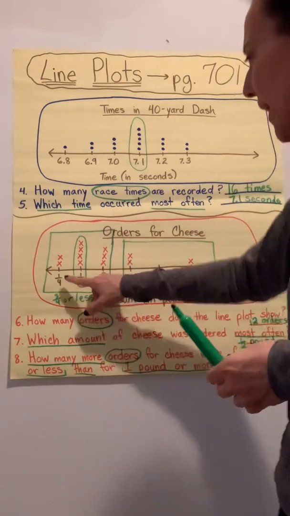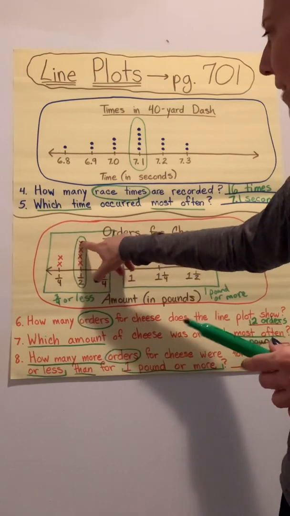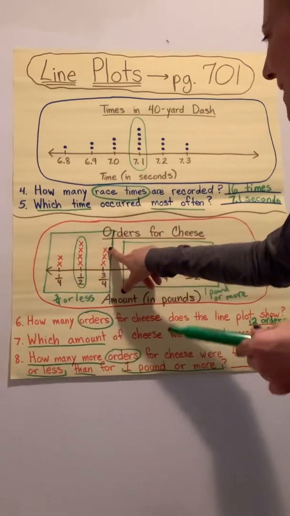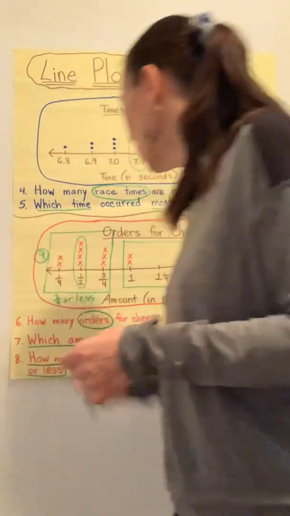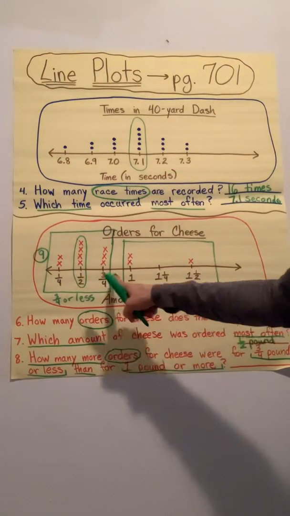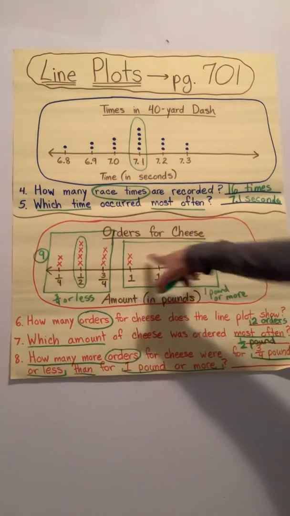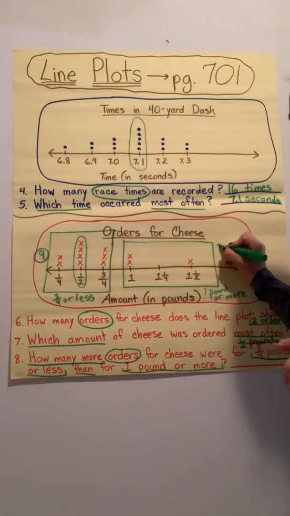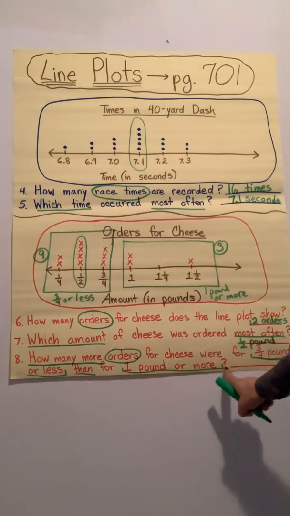So if I count up my X's over here, 1, 2, 3, 4, 5, 6, 7, 8, 9. Altogether here, I have 9 orders that were for 3/4 pound or less. Over here, I have 1, 2, 3, only 3. 3 orders that were for 1 pound or more.